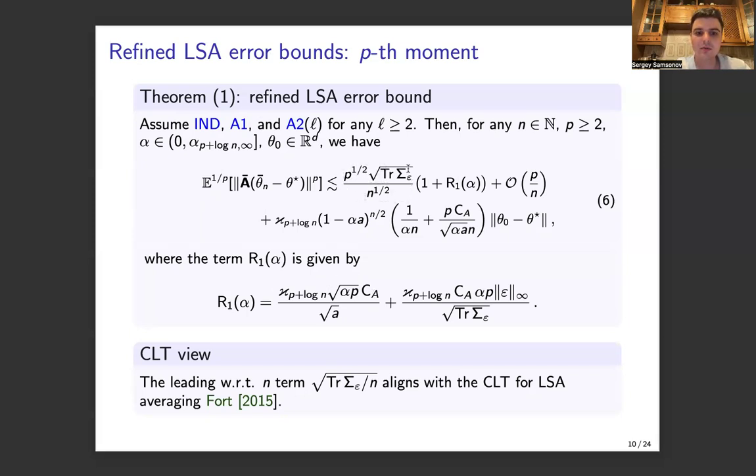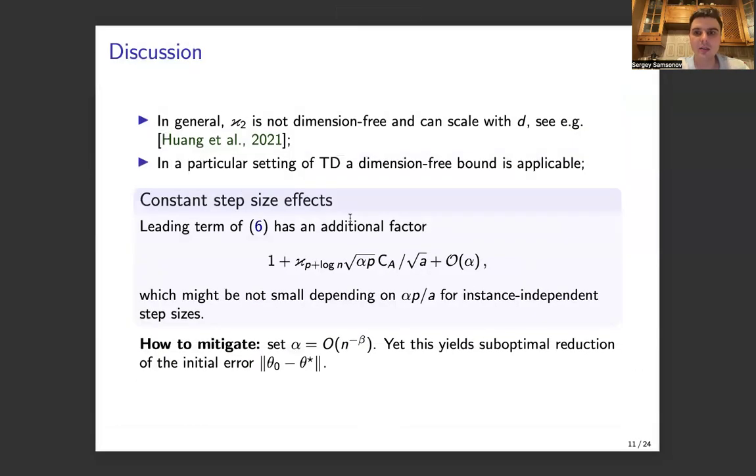Otherwise, the leading term is well aligned with the central limit theorem for the linear stochastic approximation algorithm. One can try to mitigate this problem if we either scale the step size alpha with the length of the trajectory n, or if we consider a decreasing step size. However, this will yield a suboptimal reduction rate for the initial error norm of theta 0 minus theta star. So we will study the properties of the constant step size algorithm, where alpha is not adjusted with the length of our trajectory n.